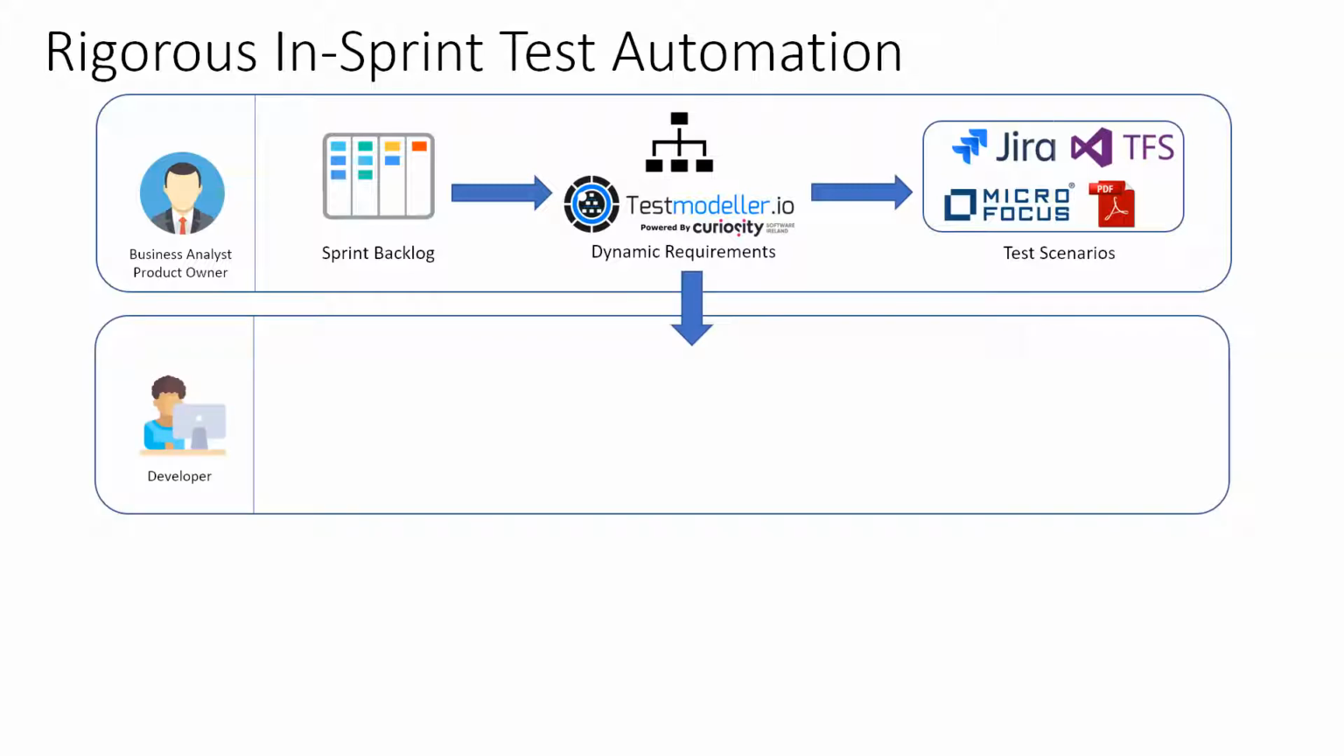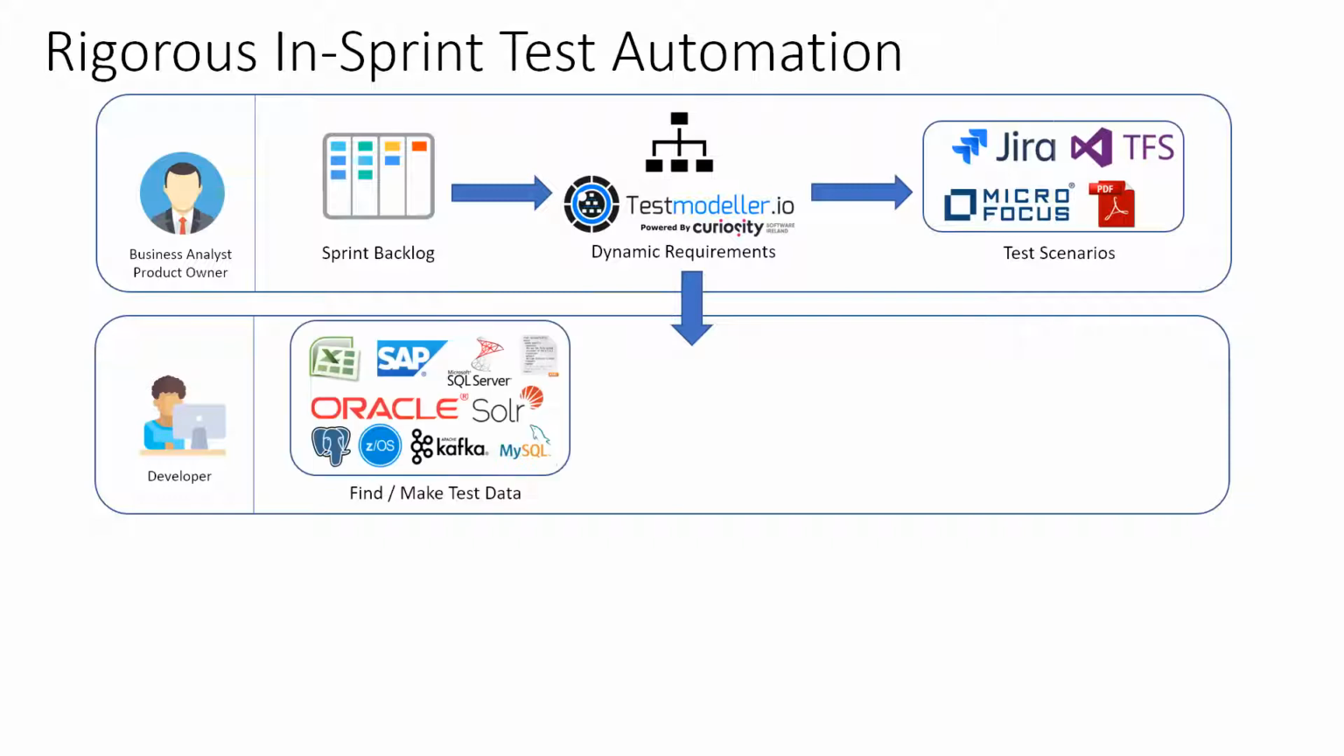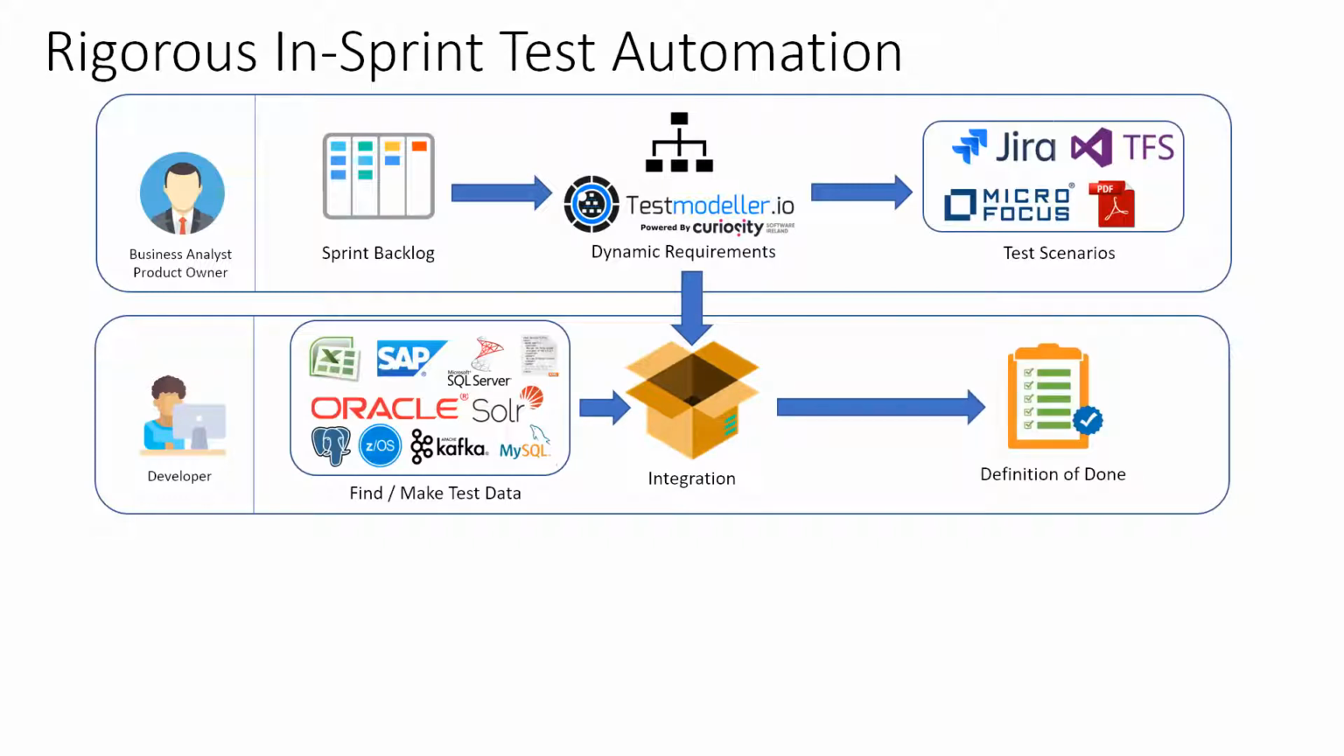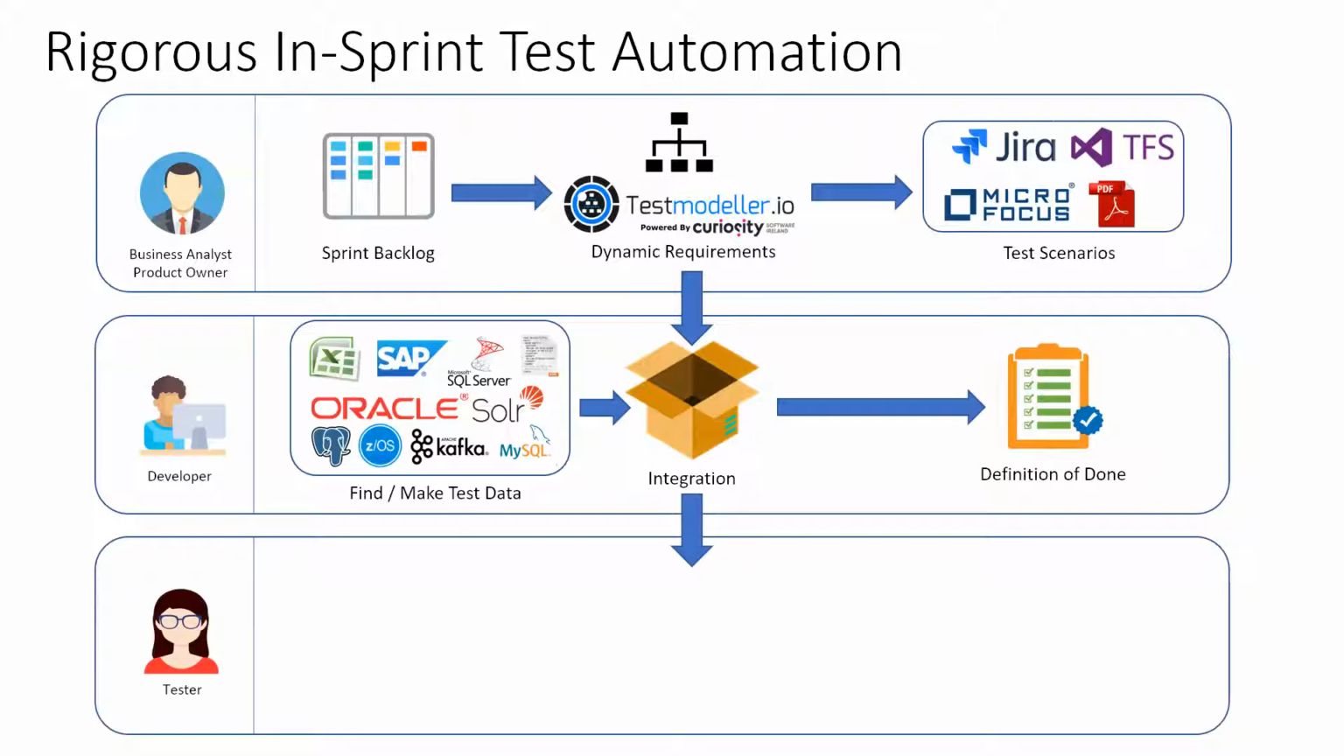Once ready, developers can enter the fold, pick up these requirements and start to develop the application. Using Test Modeler, they can find and make the exact test data they need for their development and overlay these on the model. Eventually, their code will get committed and integrated into some kind of UAT environment. At this point, the test scenarios which were previously generated can be used against the definition of done for our user story.